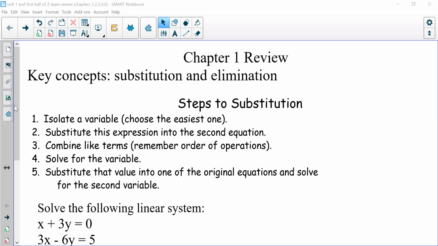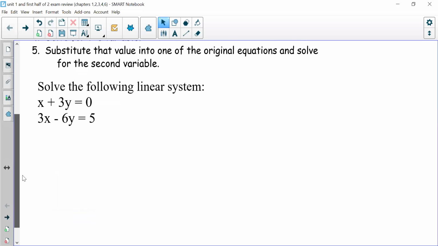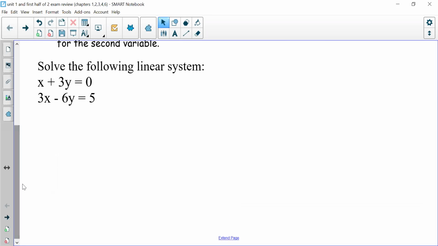The future. Okay, chapter 1 was solving linear systems. I would like to solve this linear system by substitution. What are the steps of substitution? What do I do first?